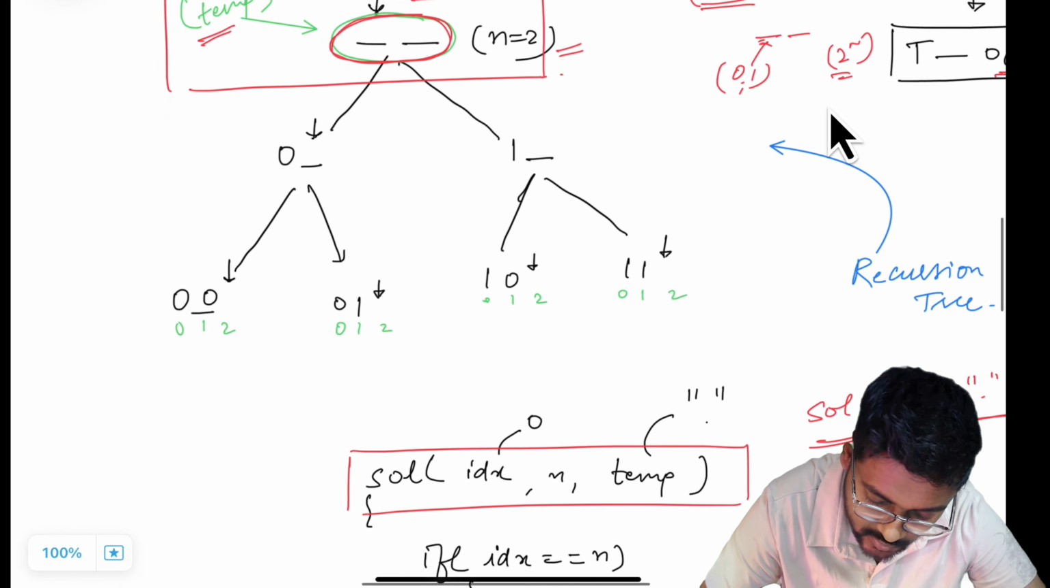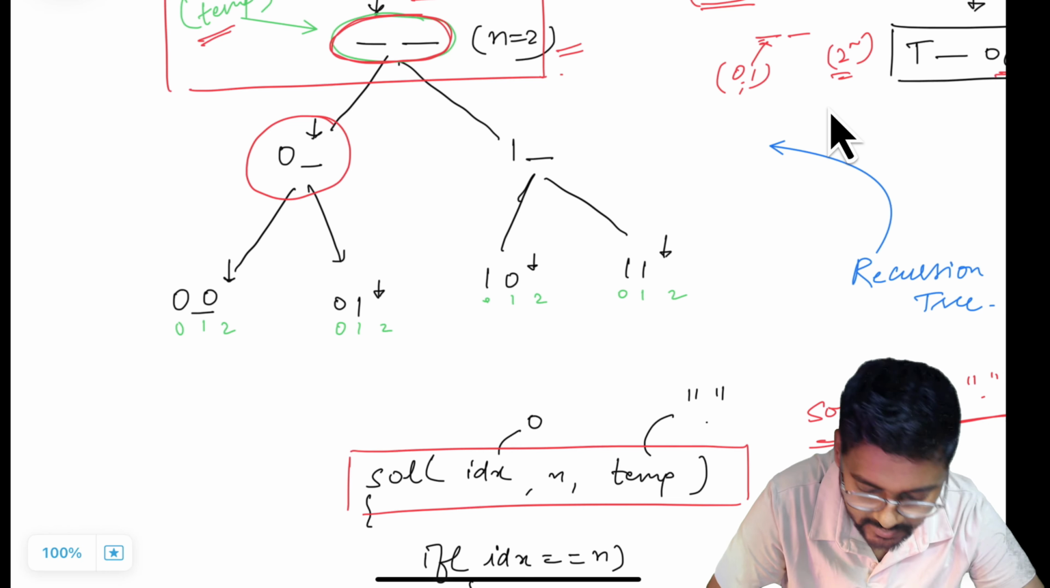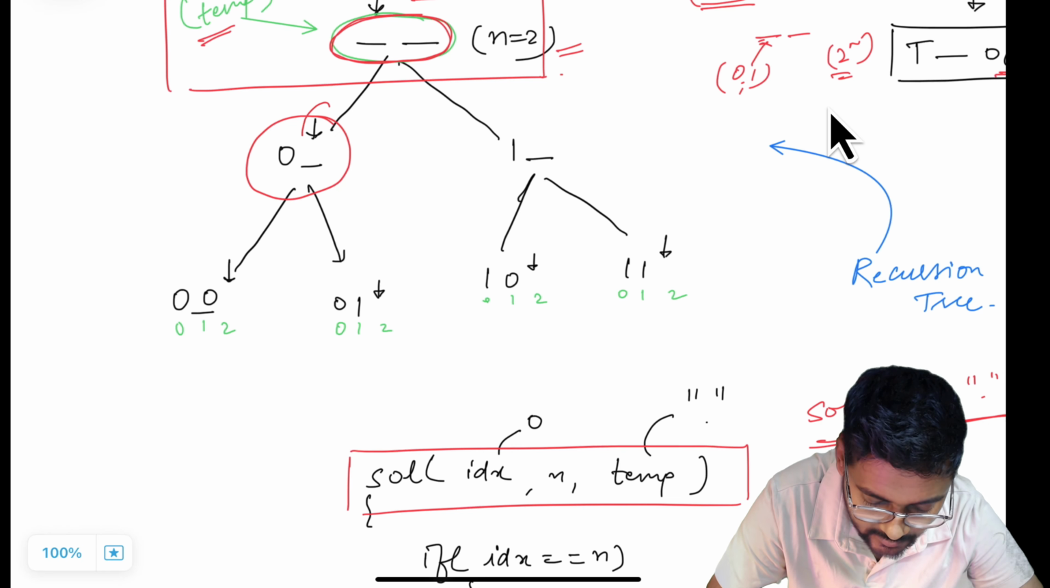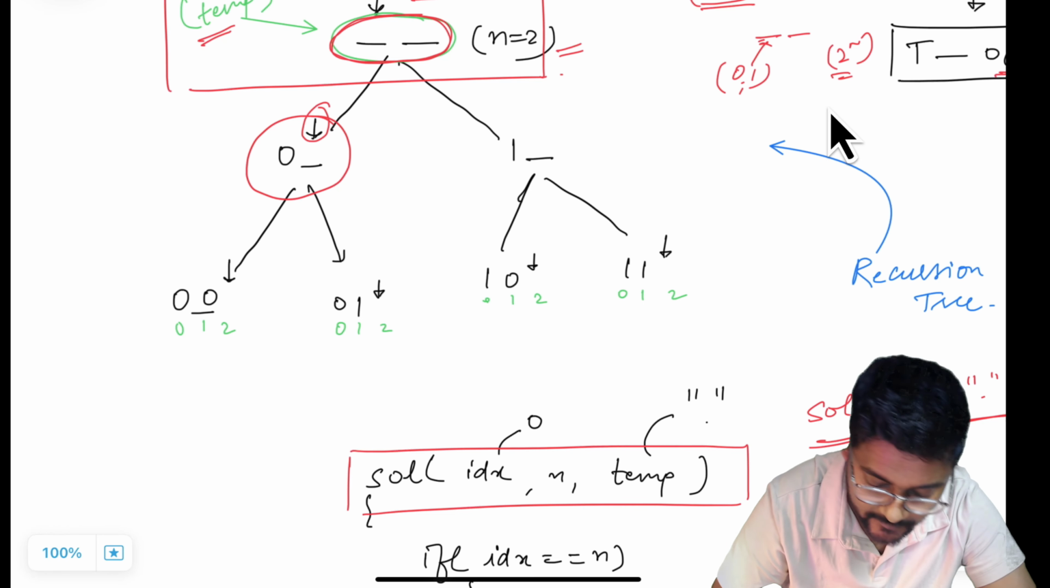So if it is of size 2, the first position has two possibilities, either 0 or 1. If I fill 0, I'm coming here, and then increasing the index. The index will be pointing to index 1, and then again I have two possibilities, either 0 or 1.